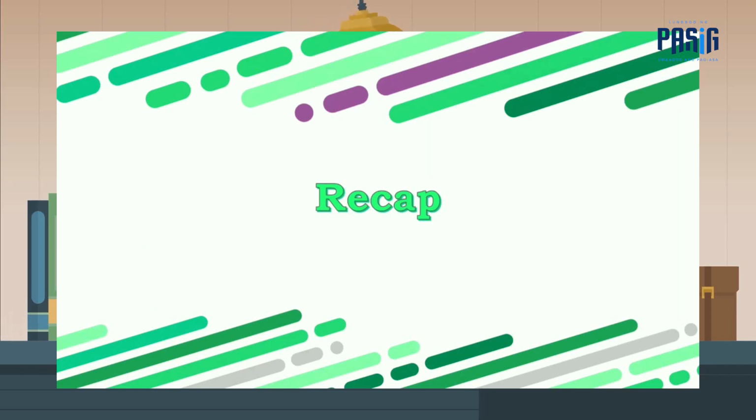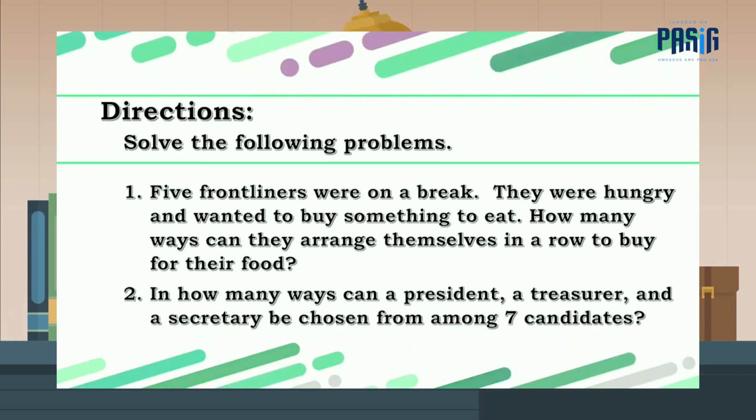Now the recap, for you to recall the topic you have learned in Module 3. Directions. Solve the following problems. Number 1. 5 frontliners were on a break. They were hungry and wanted to buy something to eat. How many ways can they arrange themselves in a row to buy their food? And number 2. In how many ways can a president, a treasurer, and a secretary be chosen from 7 candidates?